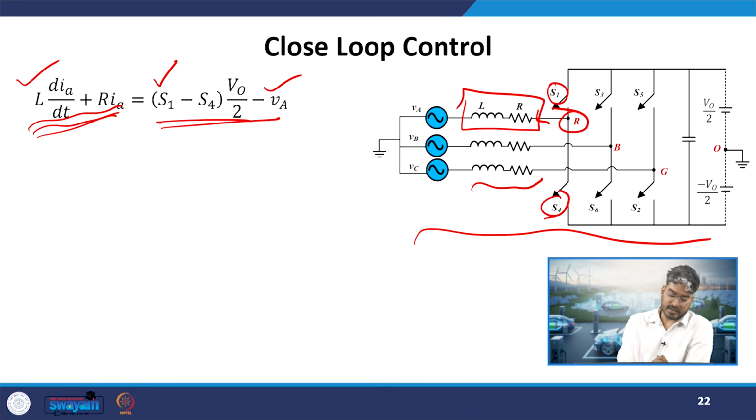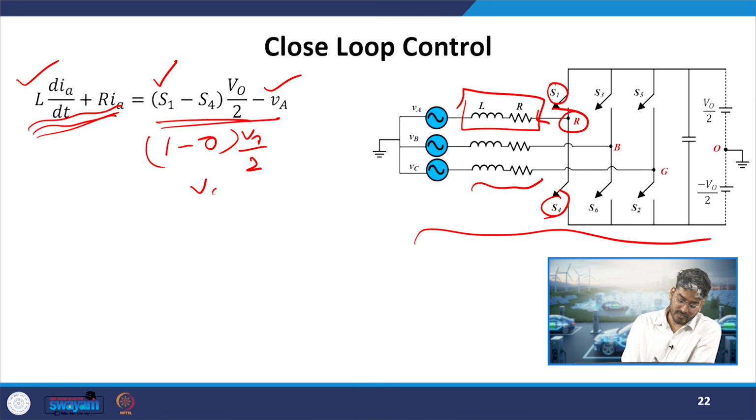Generally, these are the switching signals. They will be either 1 or 0: 1 means the switch is on, 0 means the switch is off. In the first case, where my modulating signal is greater than my triangular signal, I will turn on S1. So what will be the status? S1 is on, so it will be 1, and this will be 0. What will be the equivalent expression? It will give me V0 by 2.